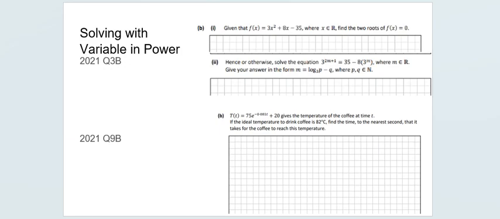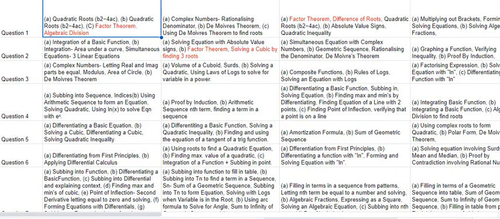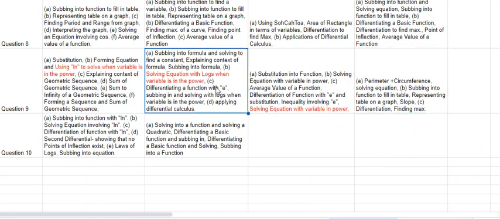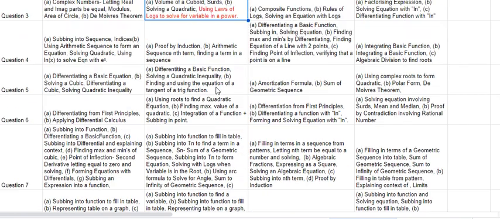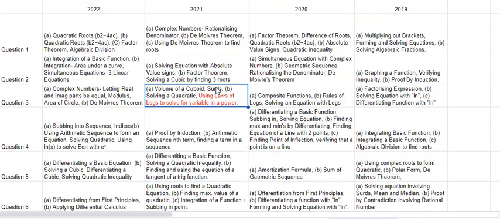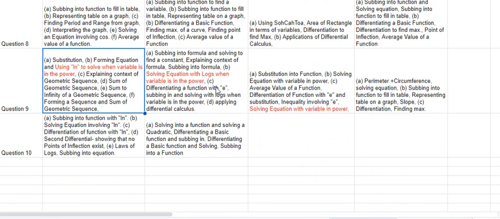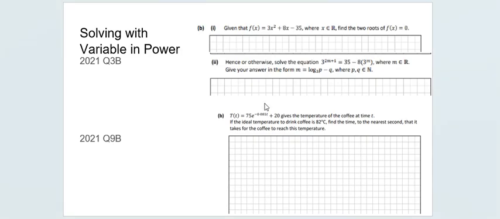Last thing that I'm going through. So 2021, it's 3b, and 2021 9b, so it comes up twice there in the same year. So I'll just show you again. It's fairly common through the paper, and this actually comes up in other types of questions throughout as well that I haven't got highlighted here. But it's using logs to solve when the variable is in the power.